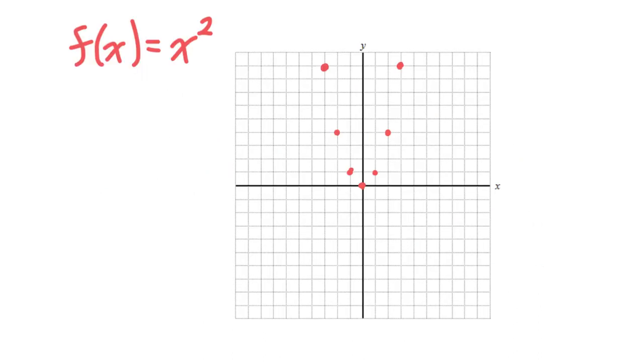Here is the parent function of all quadratic functions. f of x is equal to x squared. So whatever x is, square it, and you get the y value. So if x is 0, 0 squared is 0, y is 0. When x is 1, well, 1 squared is 1. Okay, 2 squared is 4, 3 squared is 9, and I can do the same on the other side with my negative values of x. So these points are the points that I get for the parent function f of x equals x squared.